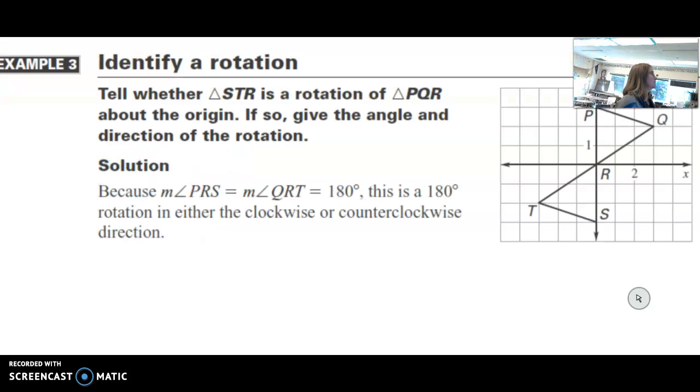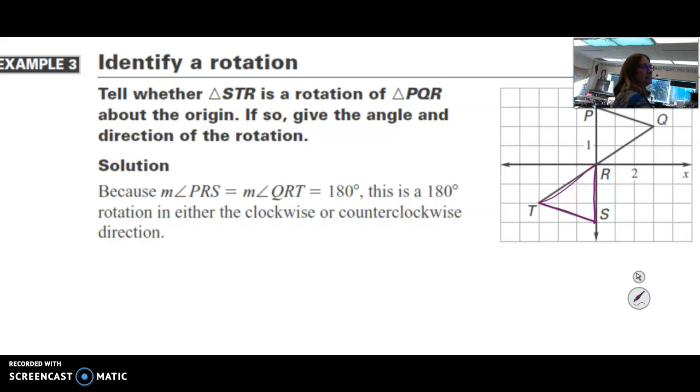For this example, I want you to think about whether triangle STR, make sure this is STR, the triangle we're talking about, is a rotation of PQR about the origin. If so, give the angle and direction of the rotation.